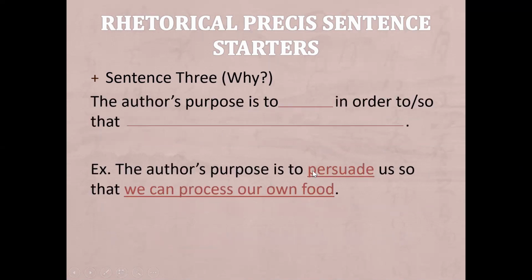Sentence number 3 will be the why. In the example below, it says the author's purpose is to persuade us so that we can process our own food.